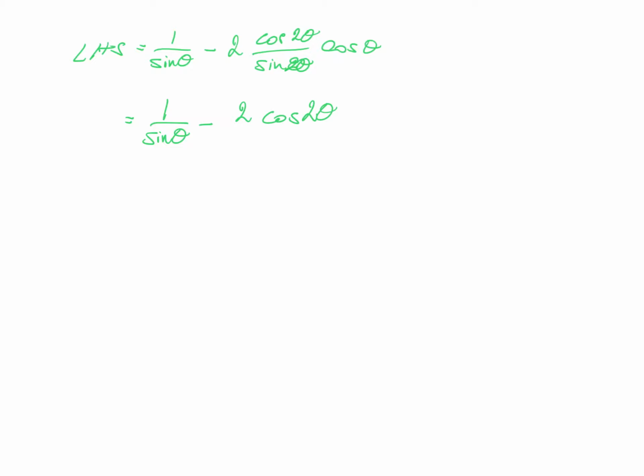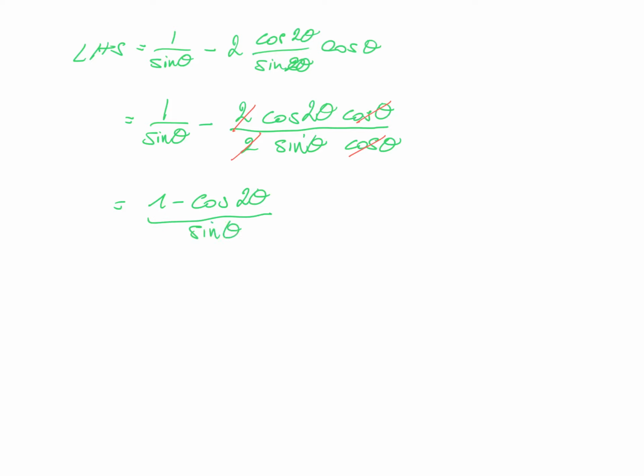cosine 2 theta. So don't be too hasty in changing formulas. So here we will for now leave cosine 2 theta as it is, times cosine theta. But we will change the sine of 2 theta, which is 2 times sine theta cosine theta. Why? Because we can delete the factor 2 and we can delete the cosine. So it is 1 divided by sine theta minus cosine 2 theta divided by sine theta. So it's 1 minus cosine 2 theta divided by sine theta. And now we see that we have a formula, 1 minus cosine 2 theta, which you would have missed if you had replaced cosine 2 theta by something else. So this is 2 times sine squared of theta divided by sine theta, or 2 times the sine of theta, which is equal to the right-hand side, so which completes our proof.